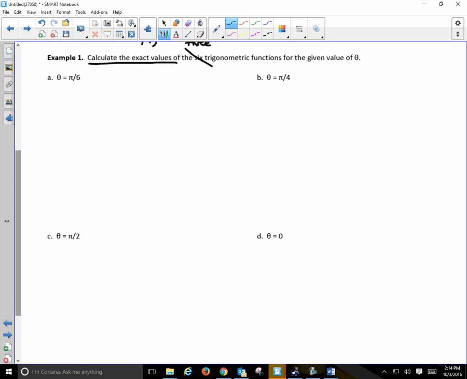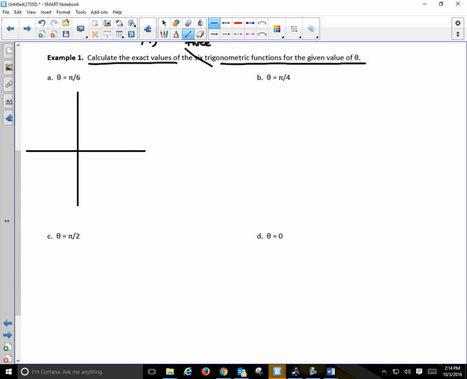Calculate the exact values of the trigonometric functions given the value of theta. First off, I convert it to degrees so we understand what type of angle we're talking about. How do I convert pi over 6 to degrees? What do I multiply it by? 180 over pi. What cancels? Pi, and 180 over 6 is 30. So we're talking about a 30-degree angle here.